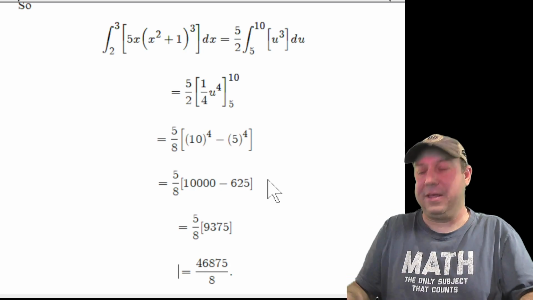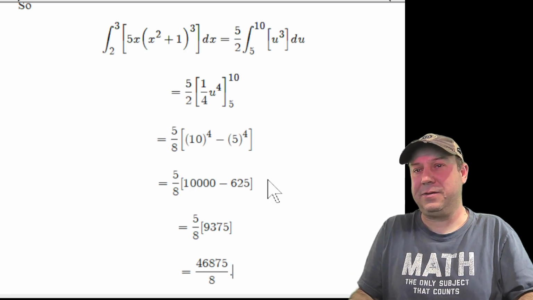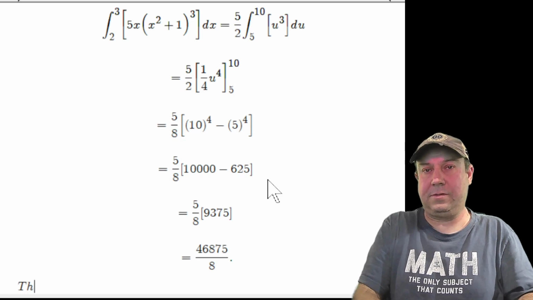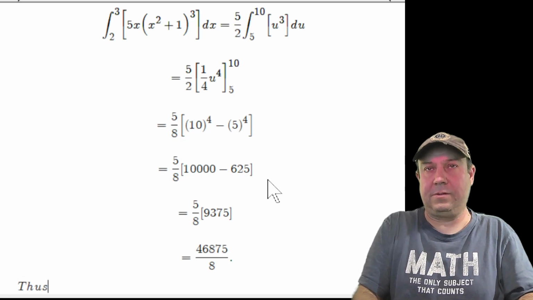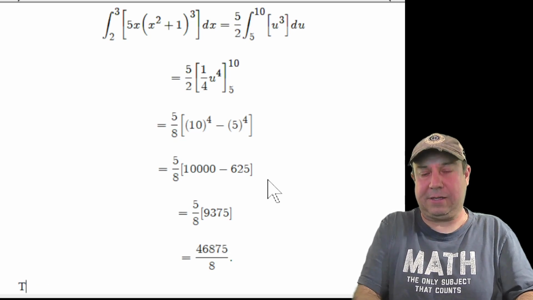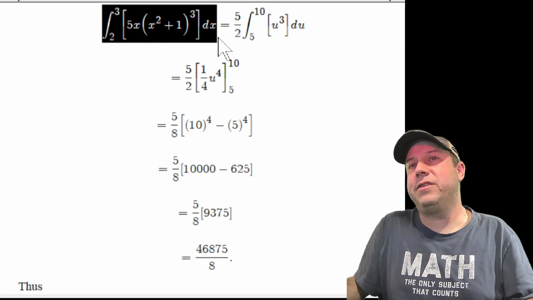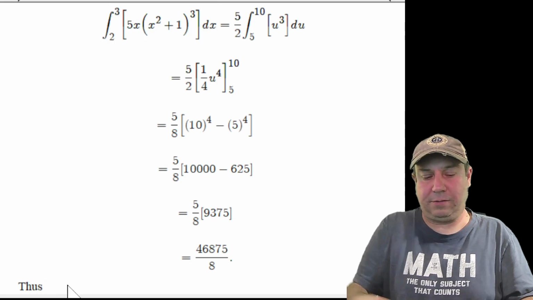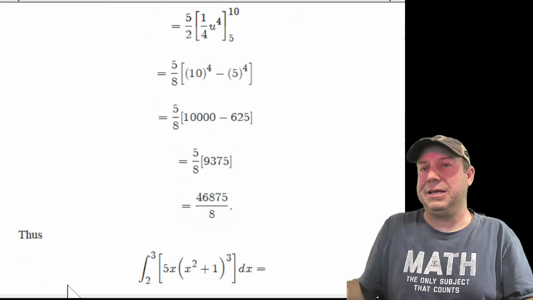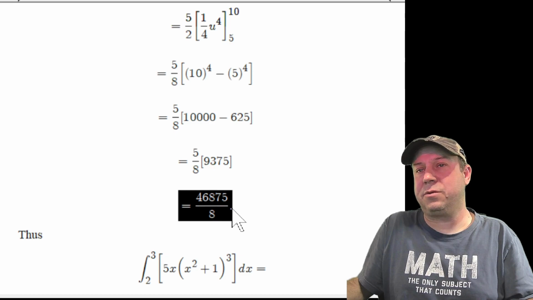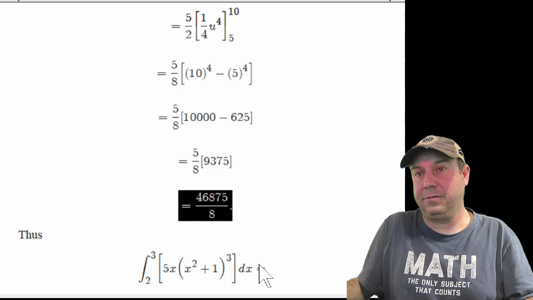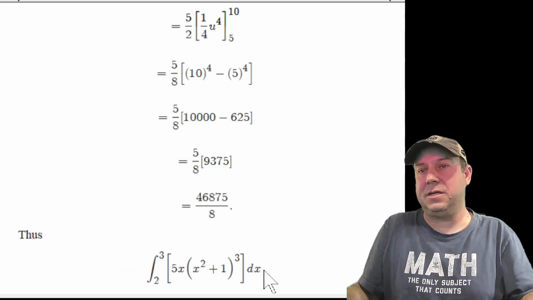All right. Thus, did I say it here? Thus, this antiderivative seen here is equal to this result seen here. Oop, that is going to be a pain, huh?